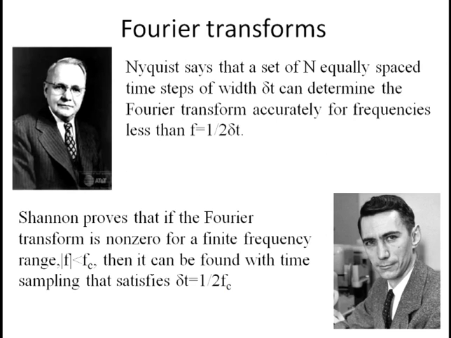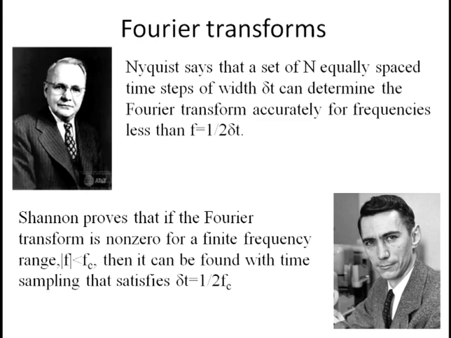Okay, so most of you probably know more about Fourier transforms than I do. I'll just tell you a little bit about what I know about Fourier transforms. So one of the important things is Nyquist's theorem. And Nyquist says that if I take n equally spaced time steps of width delta t, then I can determine a Fourier transform accurately for frequencies that are smaller than 1 over 2 delta t. Okay, and I'll show you a picture on the next page as to why there's a restriction. You can't determine the high frequency behavior.